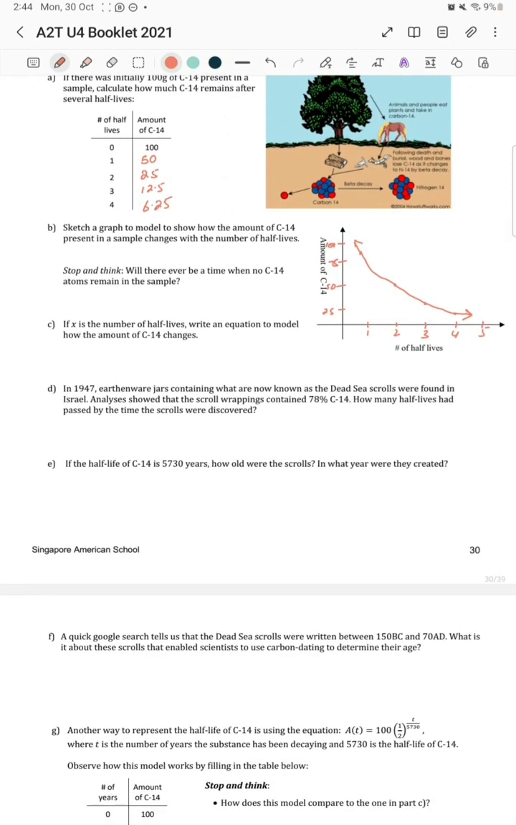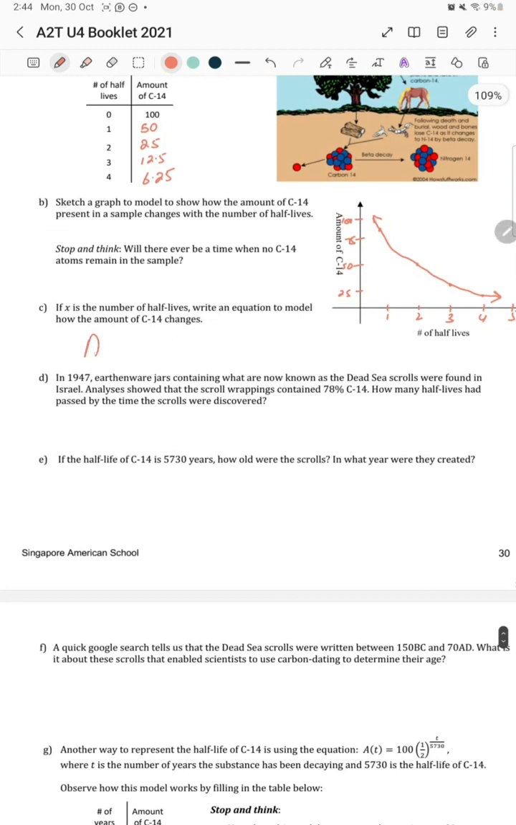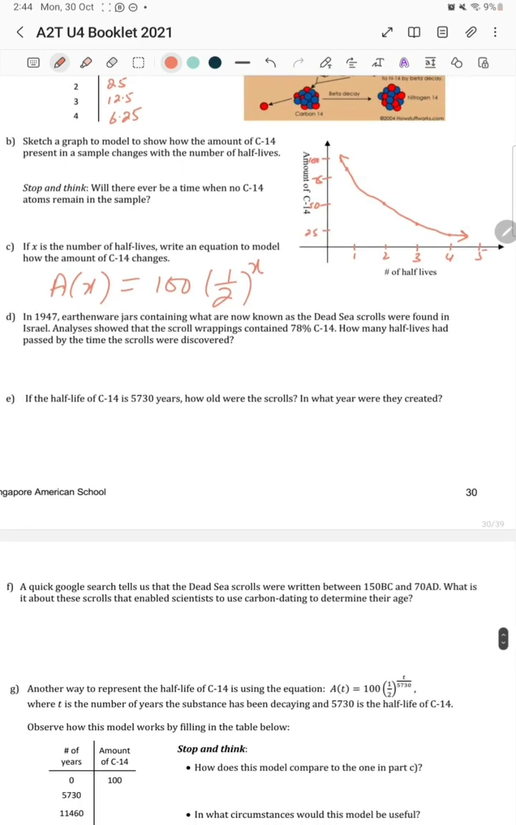Okay, so the next one is, if x is the number of half-lives, write an equation to model how the carbon-14 changes. So A of x would be equal to 100 times (1/2)^x, because we're dividing it by 2 every time. In 1947, earthenware jars containing what are now known as the Dead Sea Scrolls were found in Israel.